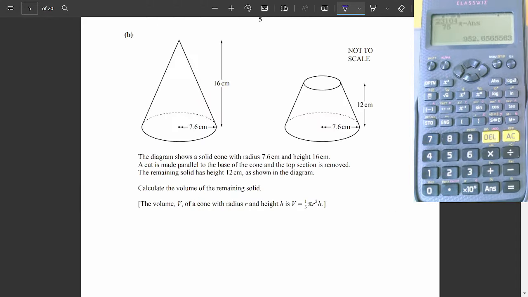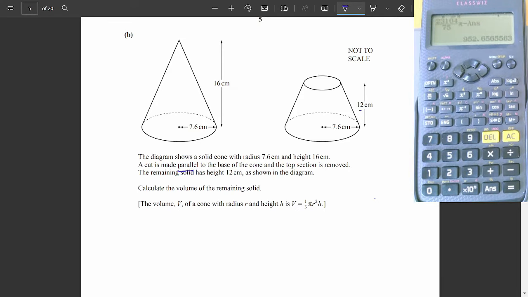You can do it. Question 3b, once again, pay attention to detail and read all the information. So let's do that. The diagram shows a solid cone with a radius of 7.6 centimeters. Yes, we can see that. And a height of 16. Yeah, that's clear. A cut is made parallel to the base of the cone and the top section is removed. We can see it there on the right. Yes. The remaining solid has a height of 12 centimeters. Yep, we see that. As shown in the diagram, calculate the volume of the remaining solid.